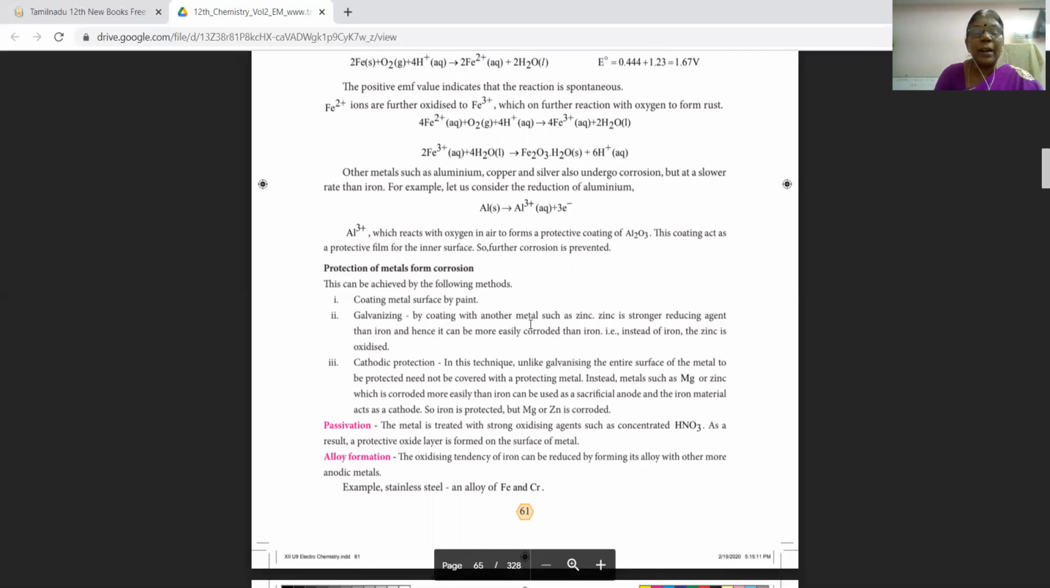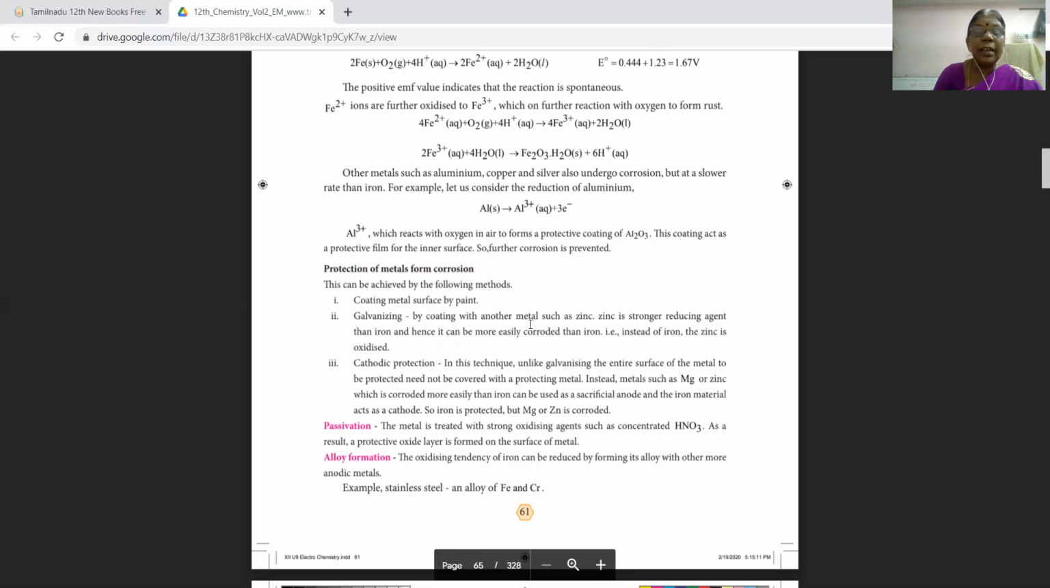The first one is coating the metal surface with paint. Whichever surface is exposed to moisture, we have to coat it with paint so that we can cut off the moisture as well as the oxygen from contact with the iron. The next process is galvanizing, by coating with another metal such as zinc.